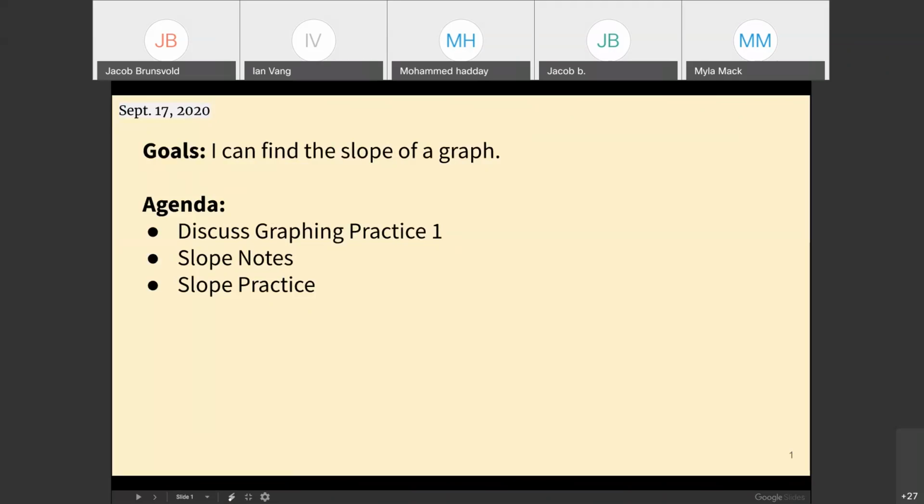So agenda for today. The first thing we're going to do is discuss graphing practice 1. We're going to do that as a class. Second thing we're going to do is the slope notes. So we're going to take some notes on slope. And the third thing, you're going to have some time to do slope practice. Okay, so hopefully this goes nice and quick.